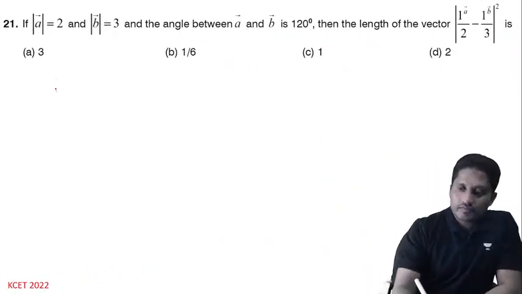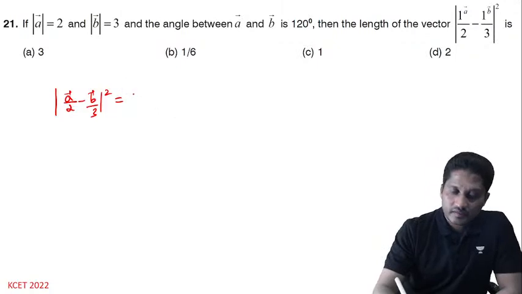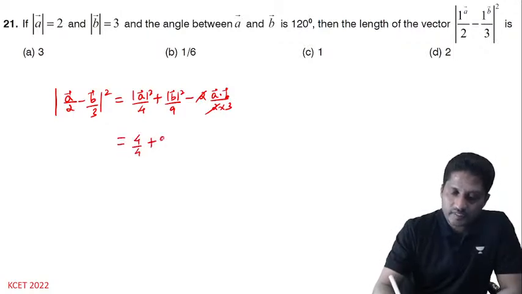See, this is modulus of a by 2 minus modulus of b by 3, the whole square. Mod of a by 2 minus mod of b by 3, the whole square. Okay, (a minus b) the whole square is a square plus b square minus 2 times a dot b. Then you get 2 into 3. This will cancel. Mod a is 2, right? So this is 4 by 4. Mod b is 3, so you get 9 by 9 minus 1 by 3.